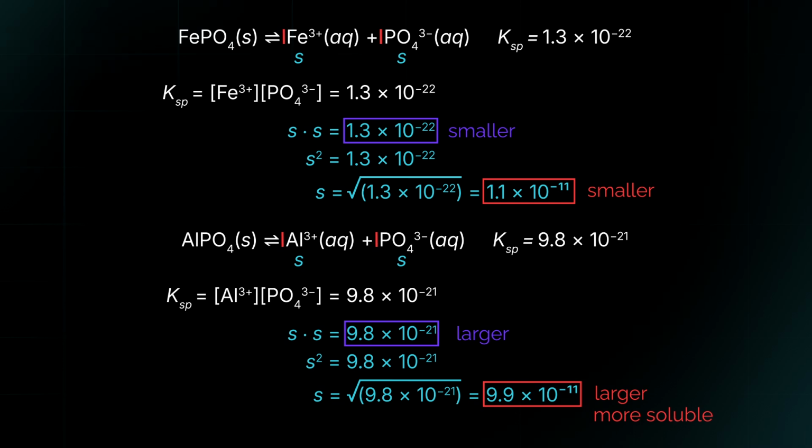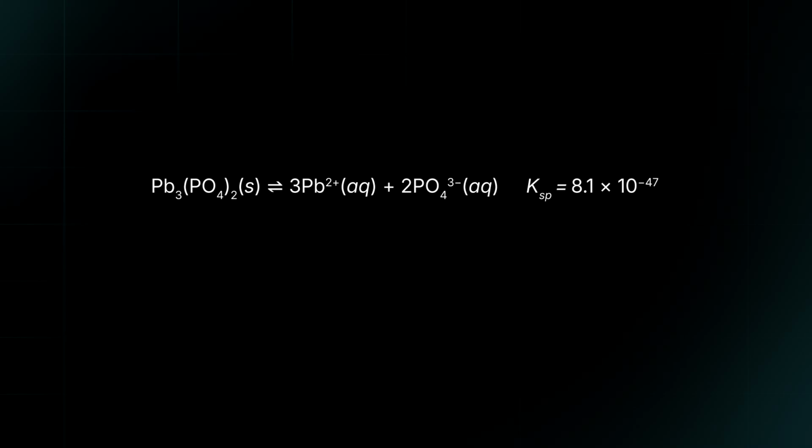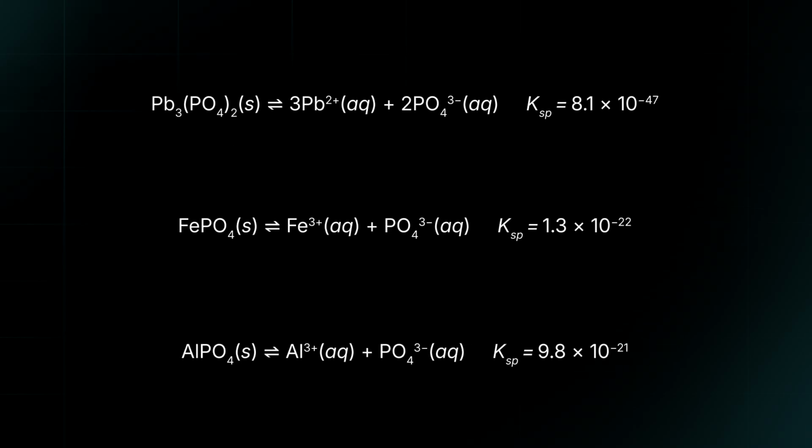Well, now let's consider lead phosphate. Its KSP is much smaller than that of either iron or aluminum phosphate. Based on that alone, you might expect it to be less soluble. Here's the dissolution reaction for lead phosphate. Unlike iron phosphate and aluminum phosphate, this reaction doesn't produce ions in a 1-to-1 ratio. And this changes our calculations in two key ways.